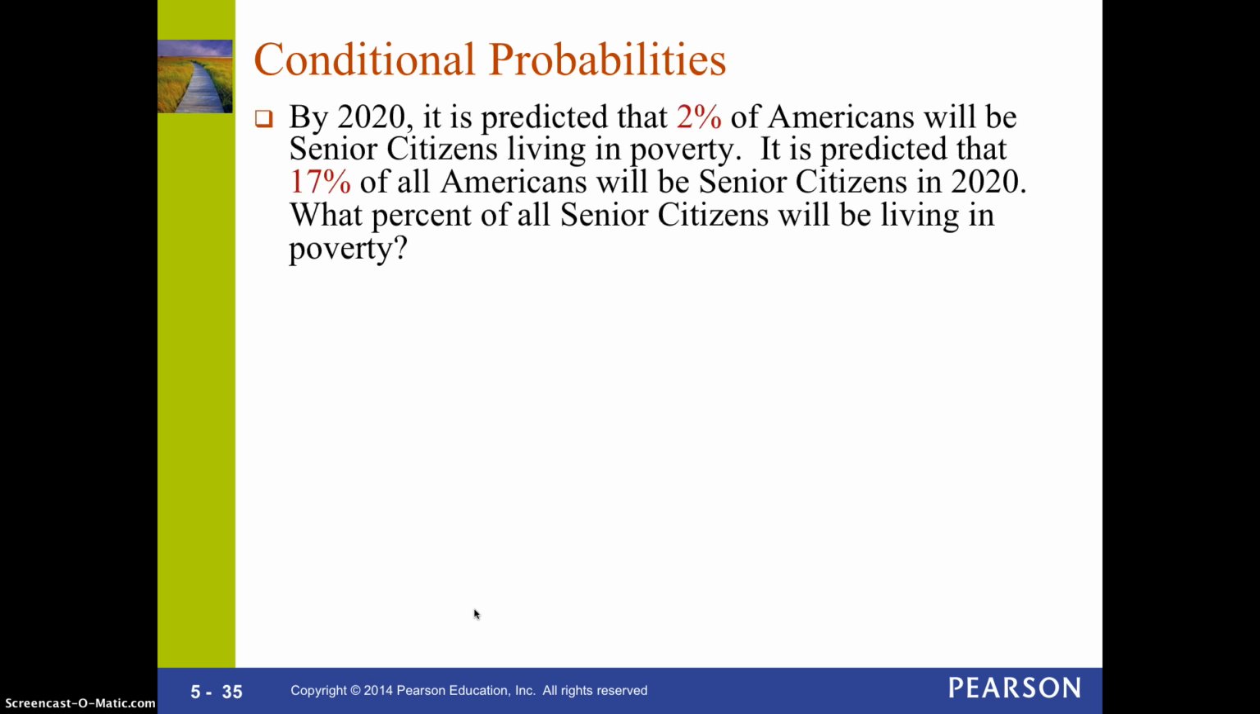So let's look at a problem where I'm given the probabilities. By 2020, it's predicted that 2% of Americans will be senior citizens living in poverty. It's predicted that 17% of all Americans will be senior citizens in 2020. So what percent of all senior citizens will be living in poverty?